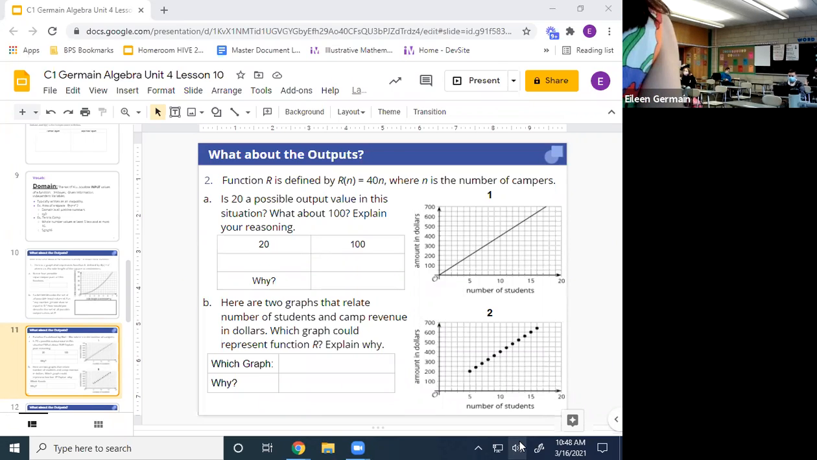Number 2, here are 2 graphs that relate the number of students and camp revenue in dollars. Which graph could represent the function R? Explain why you made your choice. So I want you to take 2 minutes right now to determine first, could 20 be a possible output value? Could 100 be a possible output value? Then tell me why on both of those. And then which graph would you choose to more precisely represent this story? Okay, take 2 minutes right now.